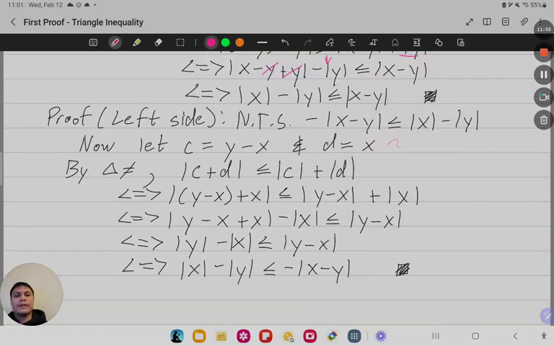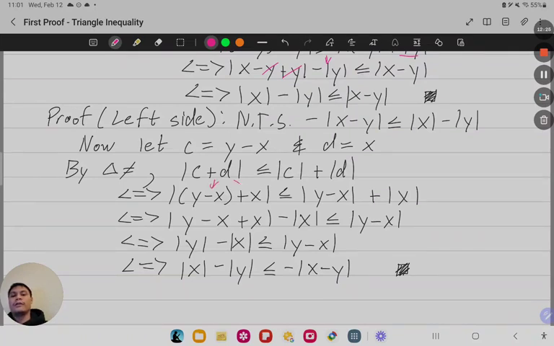So for the left side, we want to show that minus x minus y is less than or equal to minus x, absolute value of x minus the absolute value of y. So now we want to let c equal y minus x and d equal x. So by the triangle inequality theorem, we see that the absolute value of c plus d is less than or equal to the absolute value of c plus the absolute value of d.